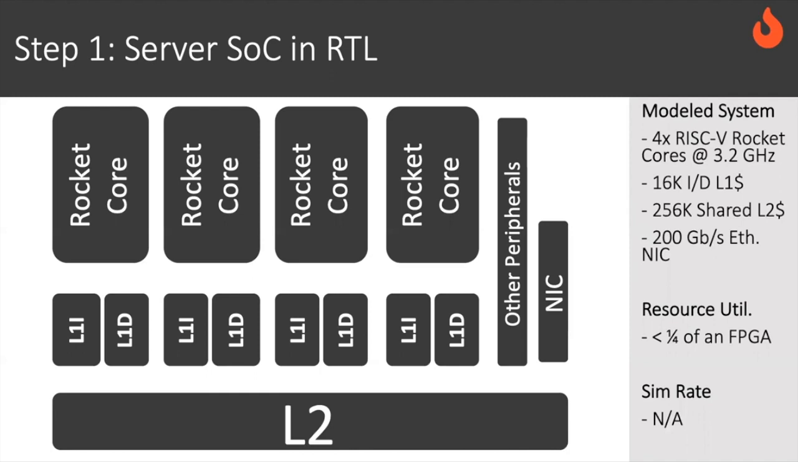The main thing we added in RTL for this work was a 200 gig Ethernet NIC. So this is a Chisel implementation of an Ethernet NIC. It's sitting here in the actual RTL design. So all of this is just RTL. This will take about a quarter of an FPGA on F1.